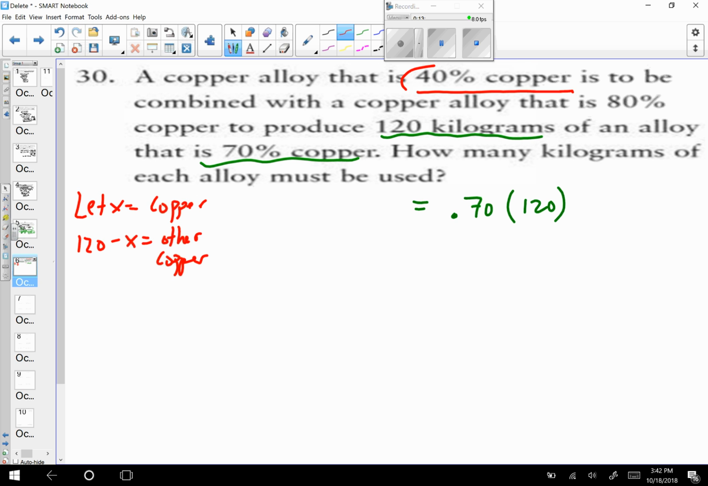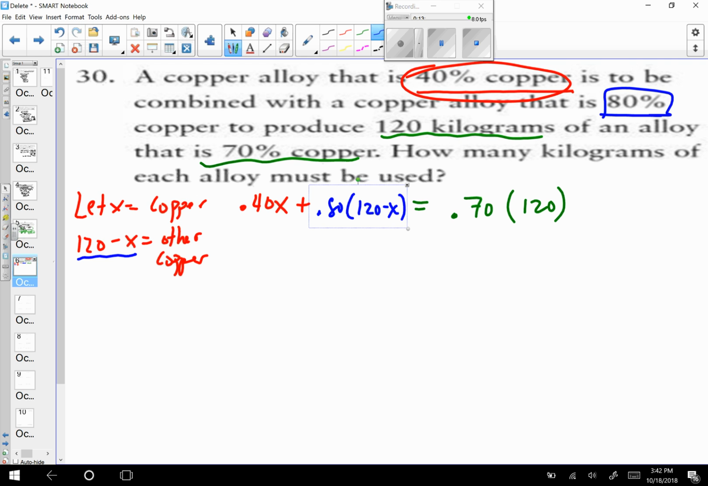So the copper that's 40%, which I called X, right? I'm going to go ahead and set it up as 0.40X, right? So this is the percent and this is the amount. Plus, now let's go ahead and switch, right? So the second amount is 120 minus X, and that is at 80%. So we have 80% copper, so that's going to be 0.80 times this amount, which is 120 minus X. All right, so now we have an equation, okay?